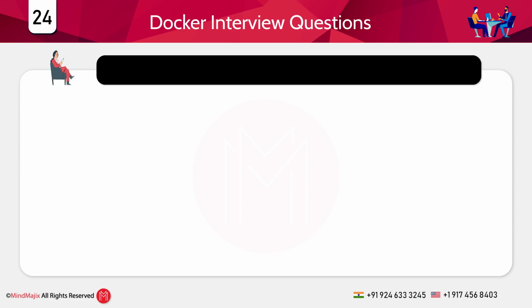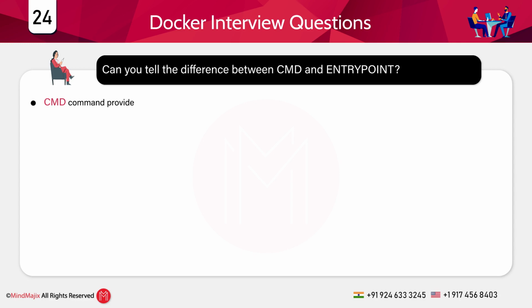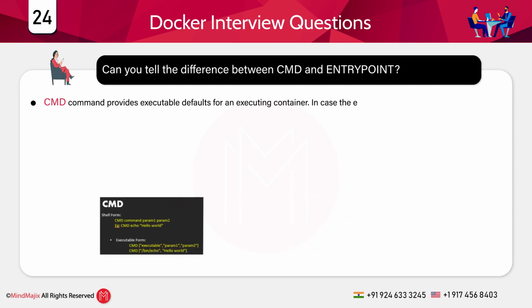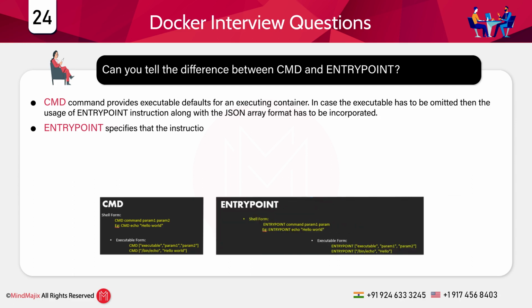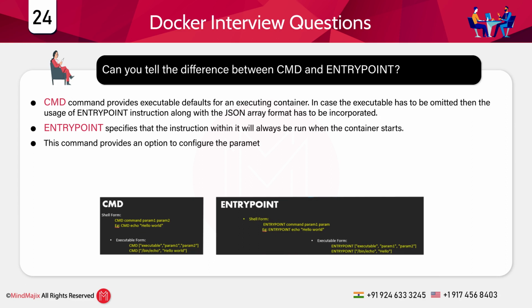Question number 24. Can you tell the difference between CMD and ENTRYPOINT? The CMD command provides an executable default for an executing container. In case the executable has to be omitted, then the ENTRYPOINT instruction along with the JSON array format has to be used. ENTRYPOINT specifies that the instructions within it will always be run when the container starts. This command provides an option to configure the parameters and the executables.